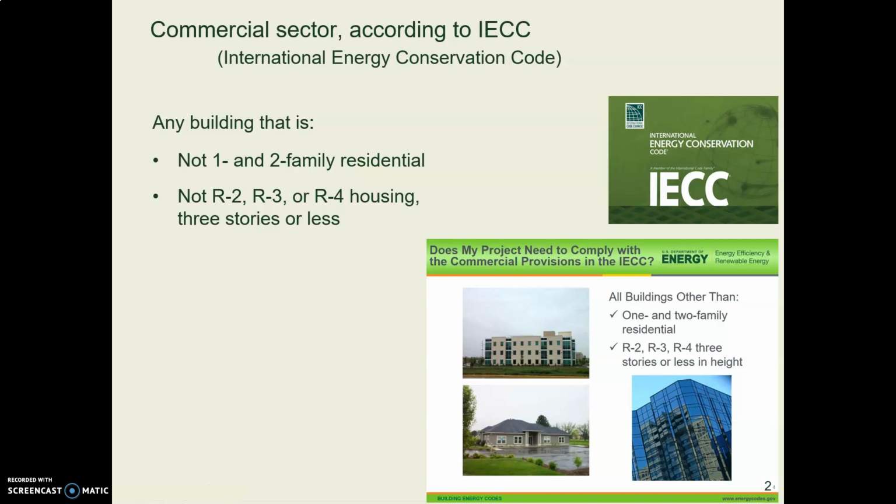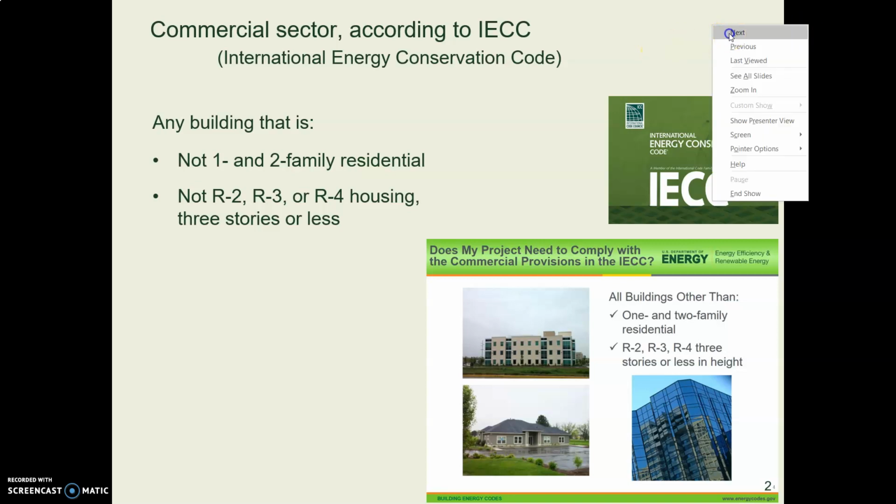In the building code, there's a subset called the International Energy Conservation Code, IECC, and they say that a commercial sector is anything that is not residential. And what do they mean by residential? They mean houses, so 1 and 2 family dwellings, or things like apartment buildings that are low-rise. So a 3-story apartment would not be commercial in their system, but a 4-story would. That's the way they do it.